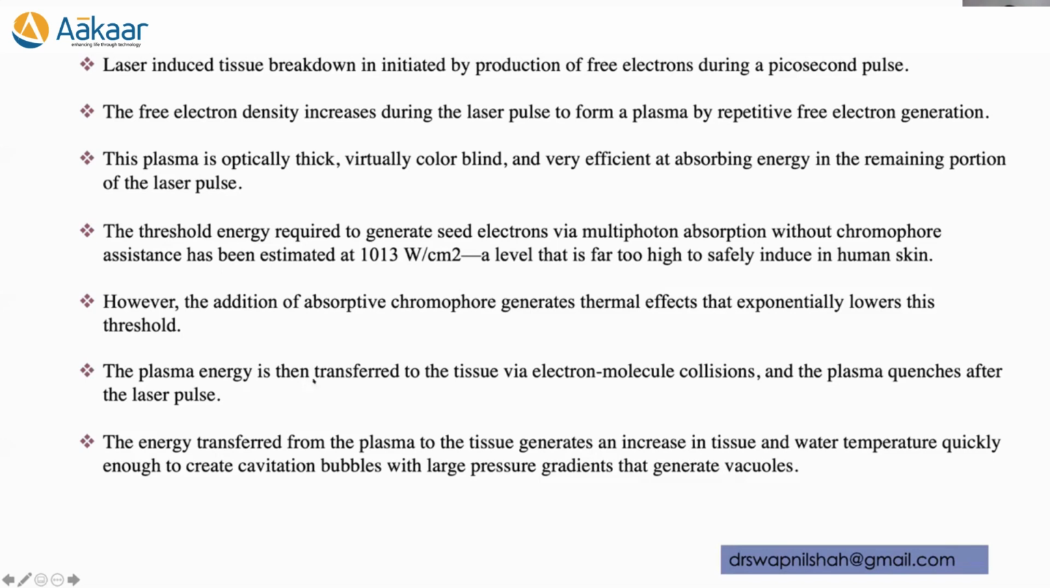The plasma energy is then transferred to the tissue via electron molecular collisions, and the plasma ceases after the laser pulse. So it quenches after the laser pulse. The energy transferred from the plasma to the tissue generates an increase in tissue and water temperature very quickly in picoseconds, enough to create large cavitation bubbles with large pressure gradients, and that generates the vacuole. That destroys that part of the skin, creating large vacuoles.